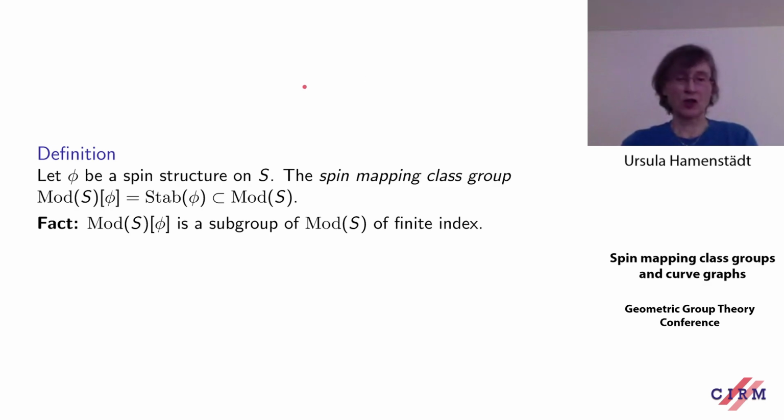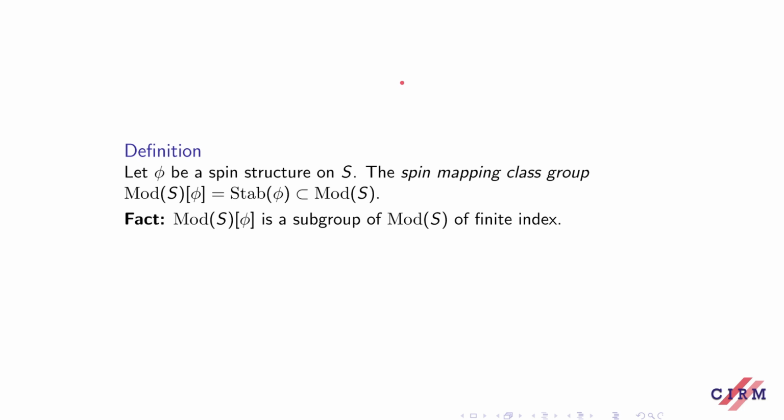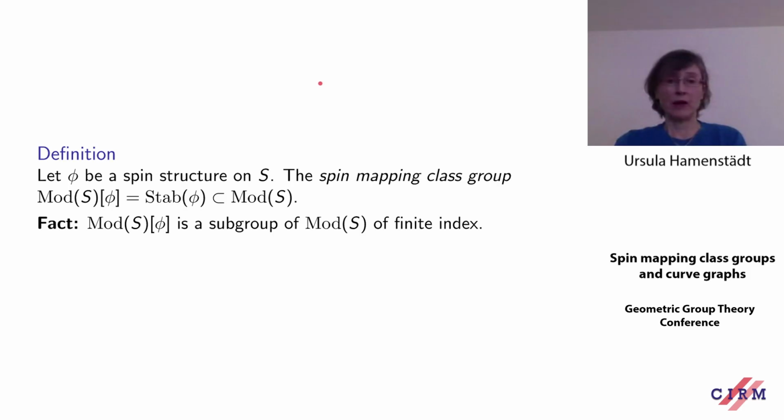Now, if we have such a spin structure phi, then we can look at the spin mapping class group, which is the stabilizer of phi in the mapping class group. And since we are working here with finite data, the mod S phi, the stabilizer of the spin structure, is a subgroup of the mapping class group of finite index.